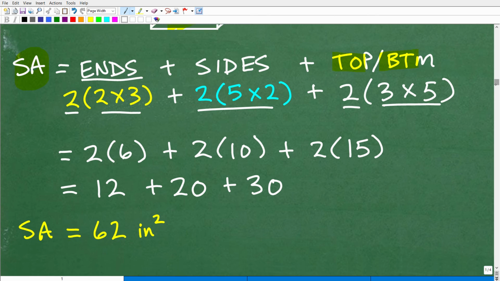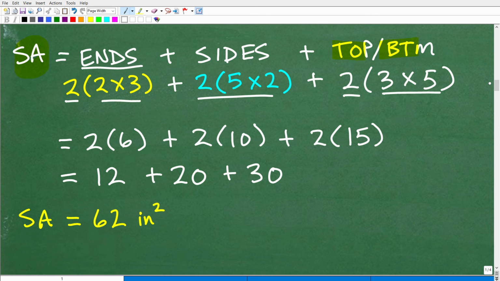Now all we have to do is the number crunching, and this doesn't even require a calculator. So 2 by 3 is 6, or 2 times 3, excuse me. This could be interpreted as 2 by 3, this is 2 times 3. So 2 times 6, we'll figure that out in a second. 2 times 5 times 2 is 10, so we'll figure that out. And then 2 times 3 times 5 is 15.